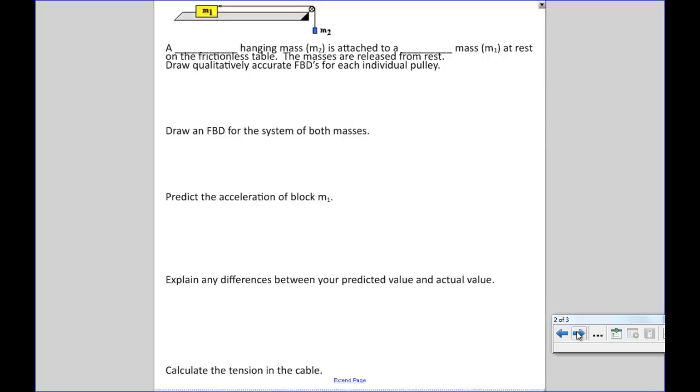So we had the hanging mass, what did I say, 34 grams? Yeah, 0.034 kilograms is attached to a 1.25 kilogram mass M1 at rest on a magical frictionless table. Draw accurate free body diagrams for each individual mass. You guys do that, and we'll do it together.